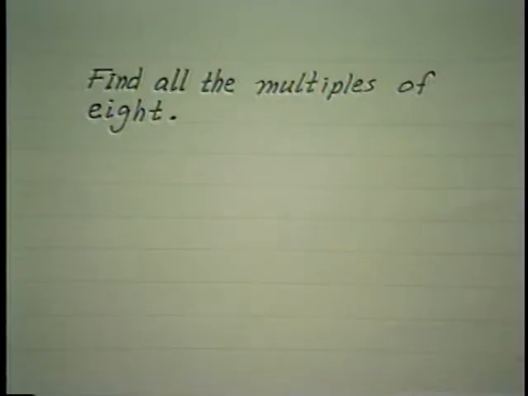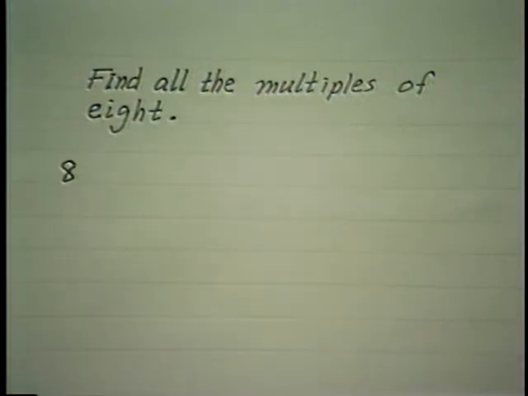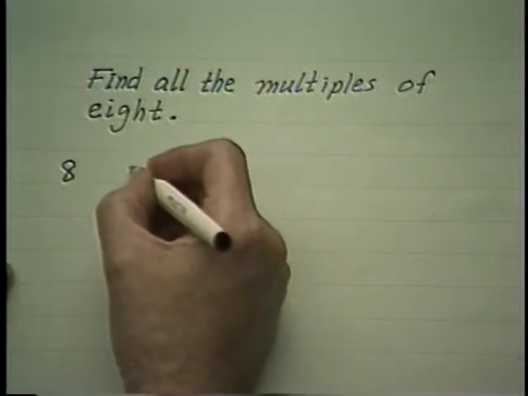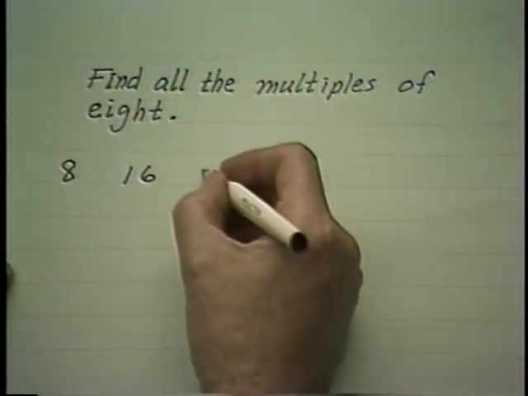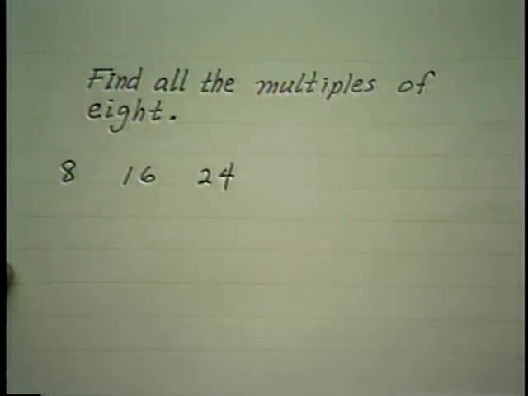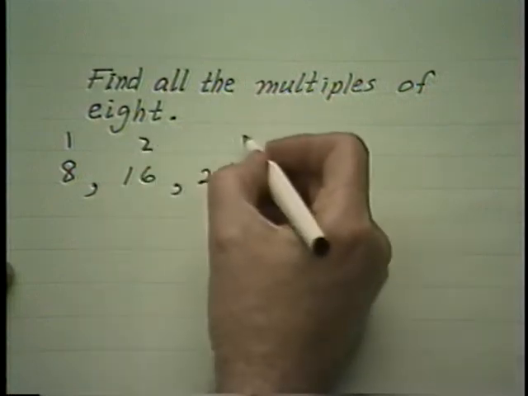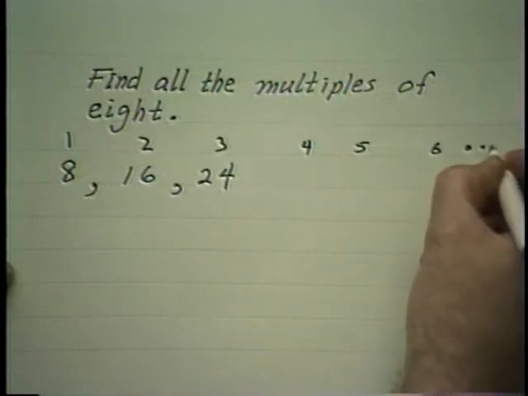Let's say you were given this assignment. Find all the multiples of 8. Well, that's the same thing as saying, what are all the numbers that 8 will divide into evenly? Well, 8 will go into 8 once. 8 will go into 16. So 16 is a multiple. 8 will go into 24. But there's an easier way of looking at this. Let's just list the counting numbers. 1, 2, 3, 4, 5, 6, and so on forever.